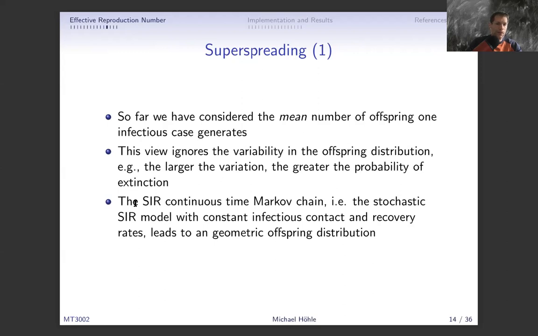But what is important to know is that, okay, let's look at this variability, and for this it is good to know as a background the SIR continuous time Markov chain model, which we also simply call the stochastic SIR model, or the general epidemic model. The constant infectious contact rate and a constant recovery rate lead to the offspring distribution, so that's the number of secondary cases which one primary case generates. This will be a geometric distribution. If you don't know what a geometric distribution is, please look it up, for example, on Wikipedia, but you probably have heard about this before.